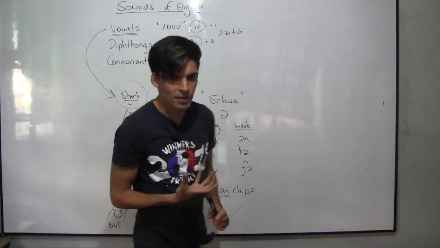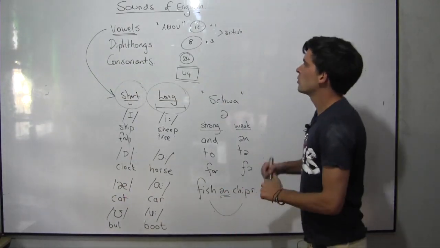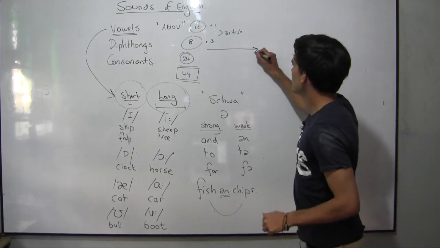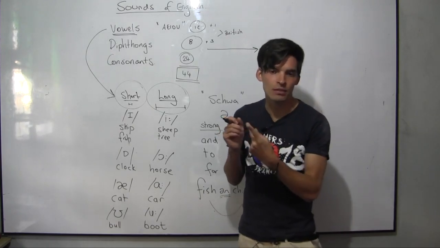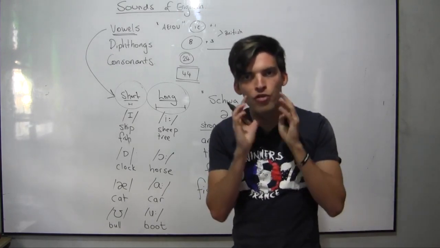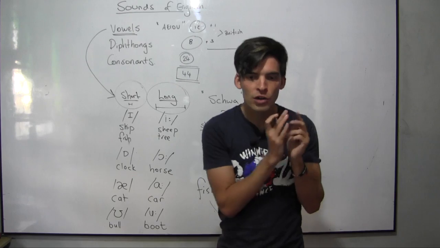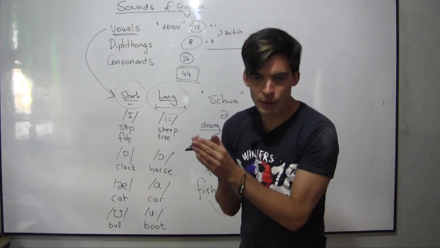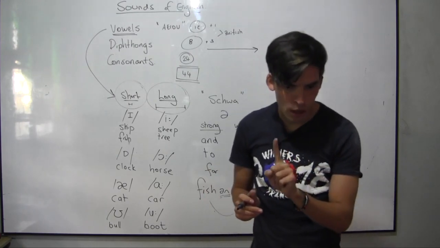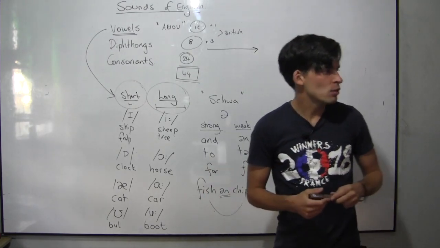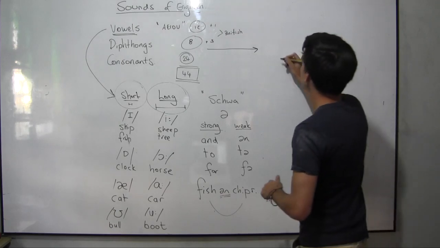So what are diphthongs? Diphthongs are sounds that start in one place and then finish in a second place. So there's this idea of a movement of your mouth. Your mouth goes from one place to another place and it moves, yeah? So it's like two sounds in one. Okay, so let's try it.